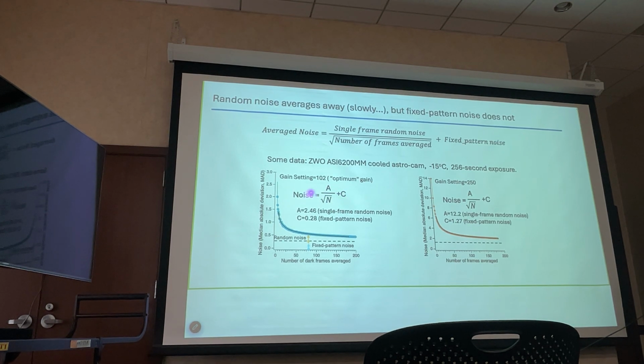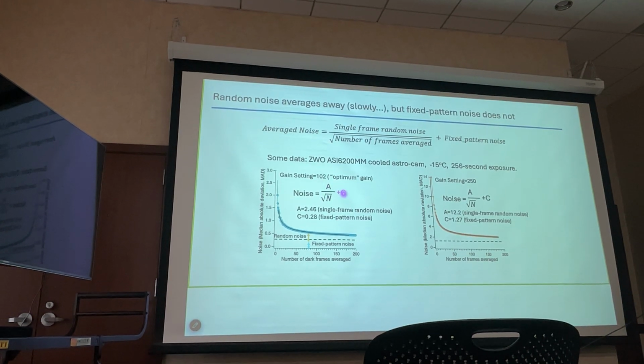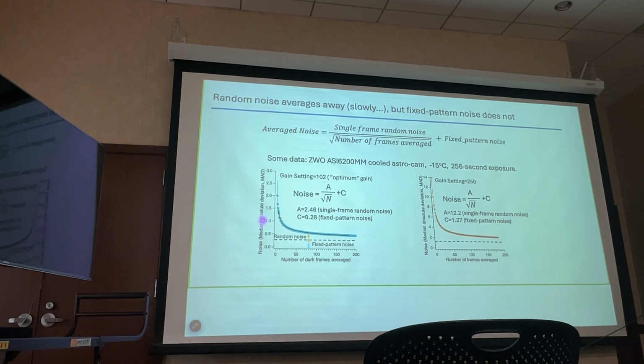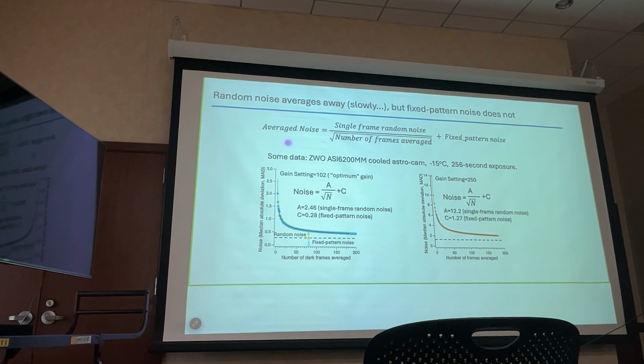If that is a correct model, then I should find that the noise fits a function of a constant divided by the square root of the number of averages, plus another constant. If I do that, you get the black line here. You can see that the black line fits very well, which tells me my way of thinking about it is correct. It also tells me how much is the single frame random noise and what my fixed pattern noise is. You'll notice that this falls off slowly but doesn't fall to zero. It falls very, very slowly to the fixed pattern noise.